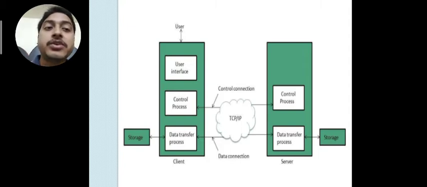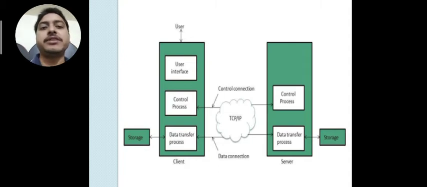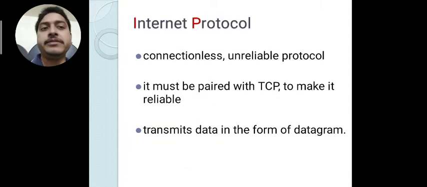Control process and data transfer process are connected using TCP and IP. There are two different end-to-end connections. This line indicates a virtual connection: control process is connected to control process, data transfer process is connected to data transfer process. And how is it possible? It is possible because of TCP and the combination of IP. What IP does, we will discuss on the next slide.